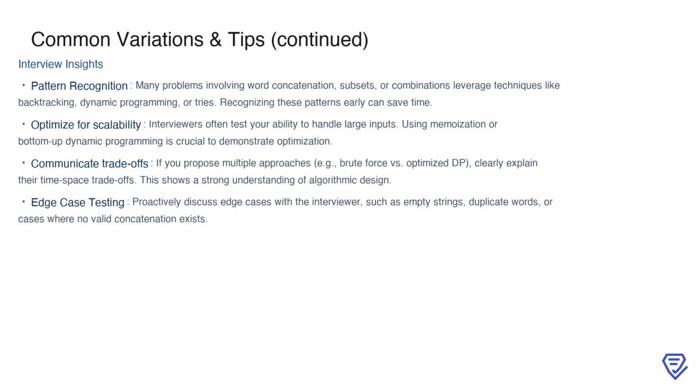Explaining trade-offs also highlights your algorithmic design skills. If you discuss multiple approaches, like comparing brute force with dynamic programming, articulate the time and space trade-offs to show a balanced perspective. Lastly, always address edge case testing explicitly. Discuss scenarios such as empty strings, duplicate words, or cases where no valid concatenations exist. This proactive approach reflects a thorough understanding of the problem.